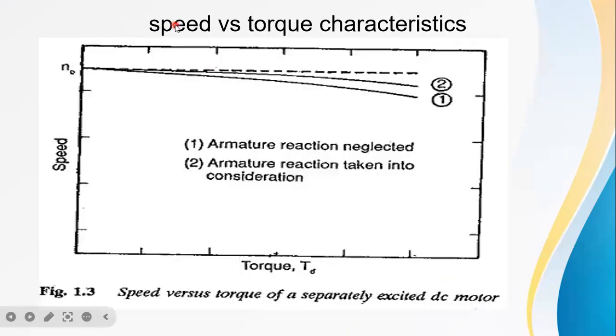This is the speed versus torque characteristics. Here the y-axis is speed and the x-axis is torque, and we can observe a small drooping characteristic. This small drooping is because armature reaction is taken into consideration, which is the IA drop. Because of this IA drop, you will get the waveform with a small drooping characteristic. So the speed is approximately constant in a separately excited DC motor.